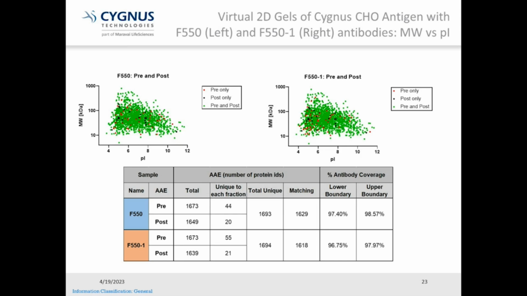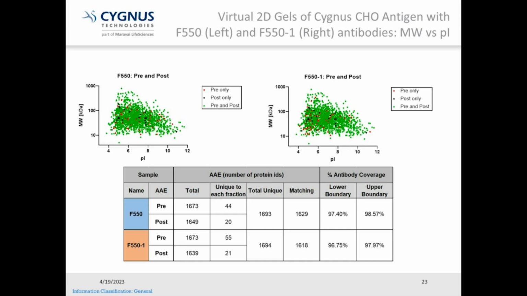On the top left, we have the virtual 2D gel of the F550 antibodies. On the top right, we have the virtual gel of the F550-1 antibodies. The table below summarizes the F550 and the F550-1 antibody coverage. 1,673 CHO host cell proteins were identified in the CHO antigen sample. Of those proteins, 1,649 host cell proteins were detected by the F550 antibodies for a coverage of 97 to 98%. 1,639 host cell proteins were detected by the F550-1 antibodies for a coverage of 97%.